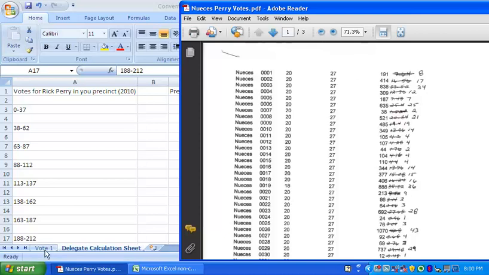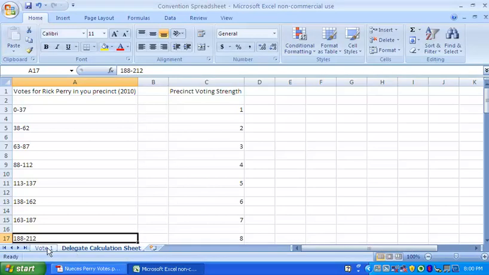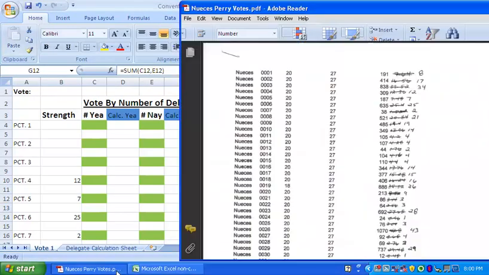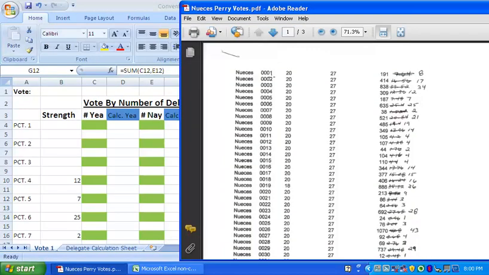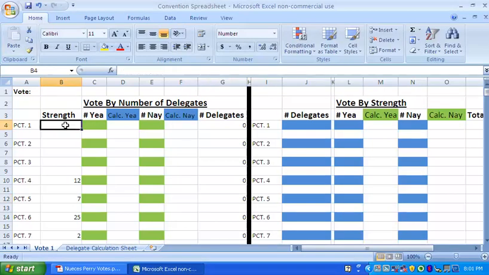Okay, so we're going to go back to our spreadsheet here. And here you can see that because of the 191 votes, that gave this precinct 8 votes. So I did the math, looked at the sheet, and now I come back here, and the strength of this precinct is going to be 8 votes.